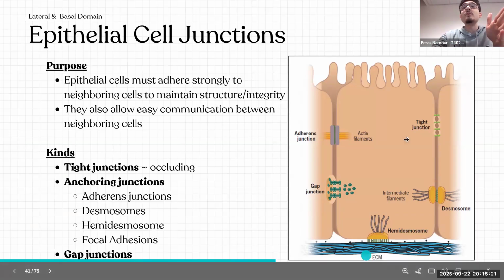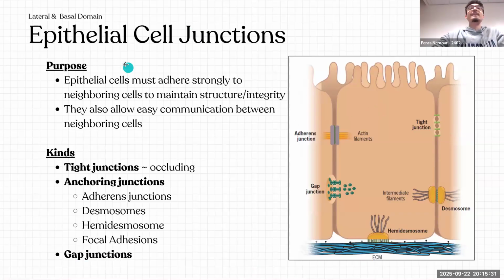We talked about my basement membrane and we talked about my apical surface. Let's briefly talk now about my lateral domains. What's the purpose of my lateral domain? I want to hold on to my neighboring cell as tight as possible. I don't want it to go anywhere, all right? And we do it by three different kinds of junctions. We have tight junctions, anchoring junctions, and gap junctions.